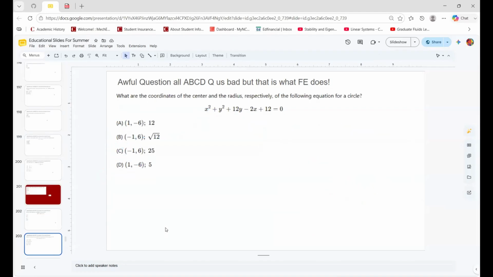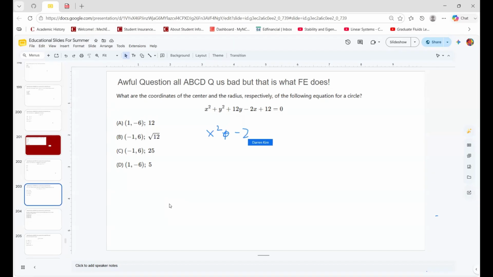What are the coordinates of the center? I should probably stop. I just want to finish all this up already. What are the coordinates of the center respectively? Didn't we do this already? X squared plus minus 2 squared. Oh, it's the same question, but different numbers, I'm guessing. Yeah.